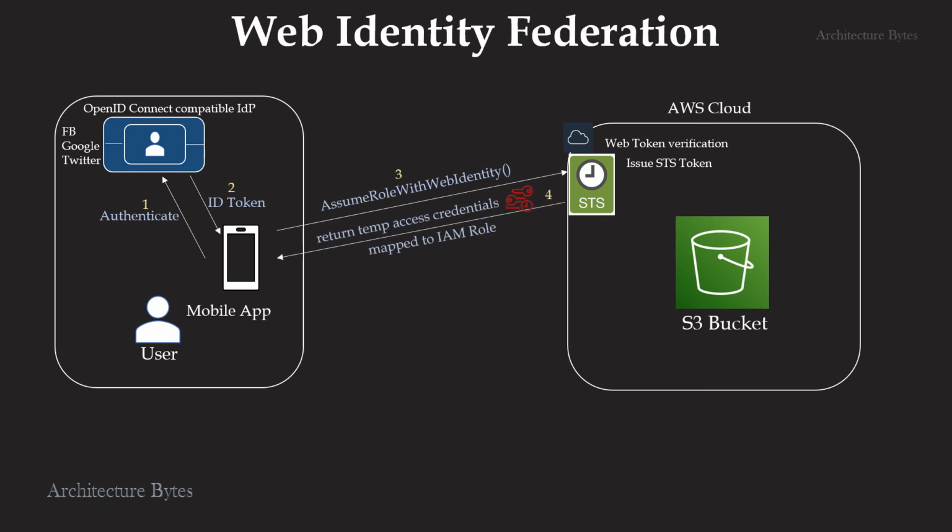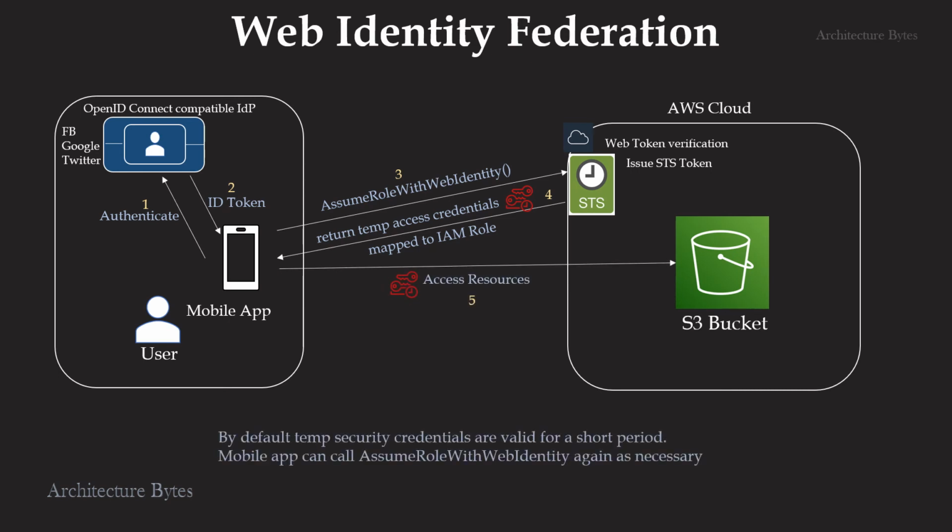Step 4. STS verifies the web ID token and returns a temporary STS security token. Step 5. Client app can now access AWS resources allowed by the privileges associated with the security token. Therefore, it can access the S3 bucket now.